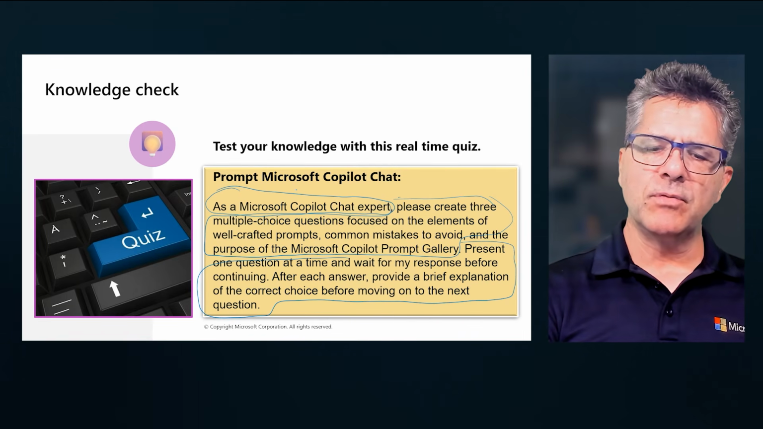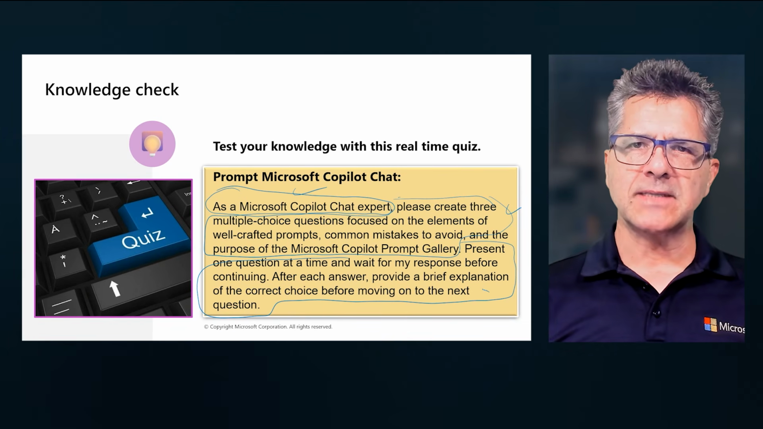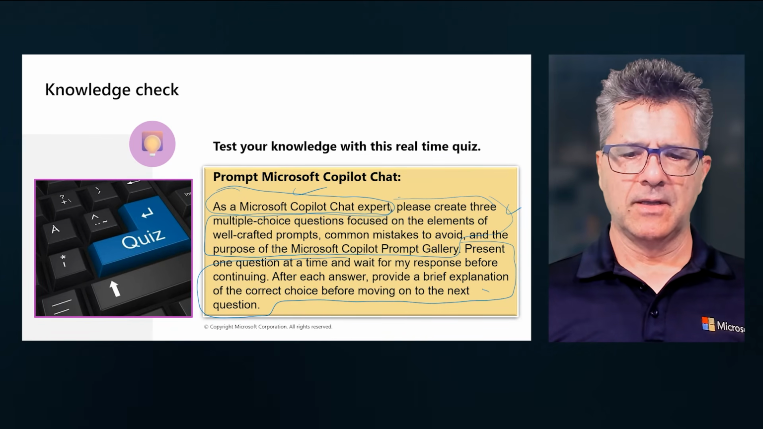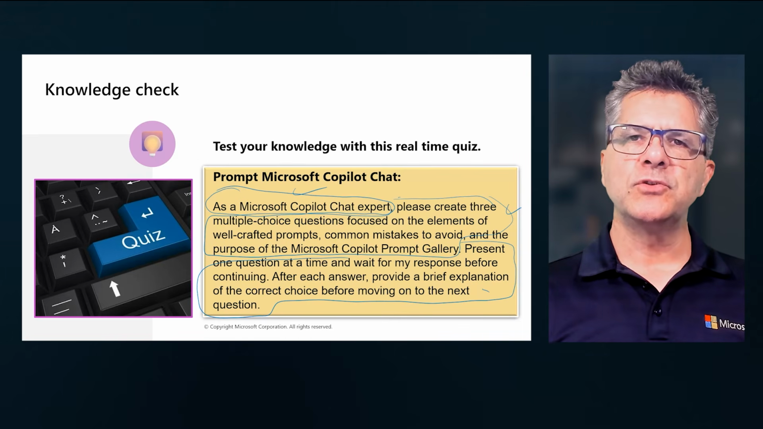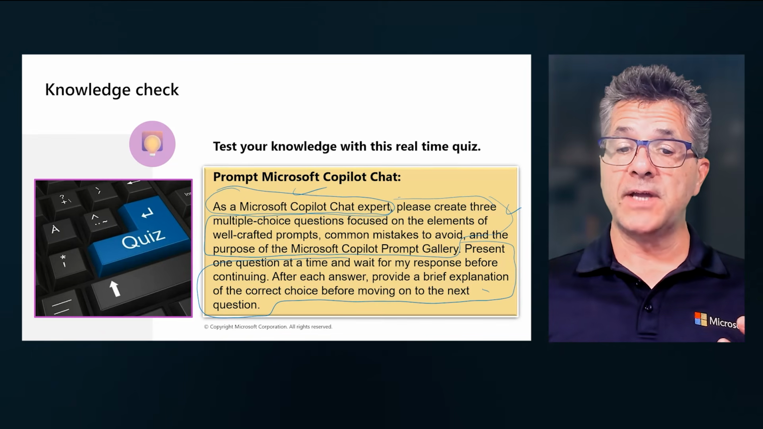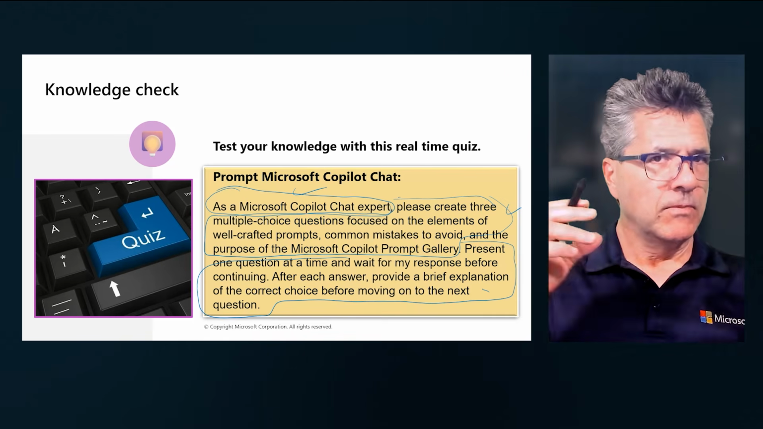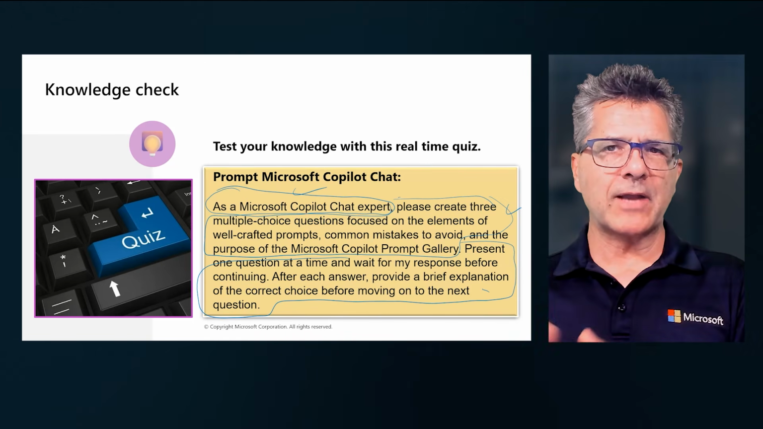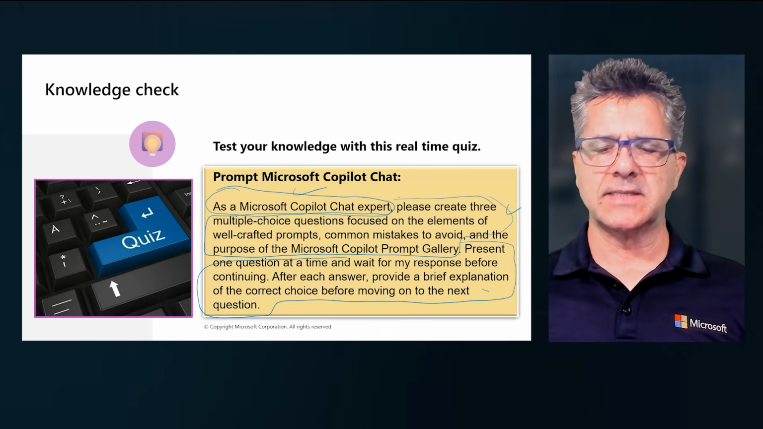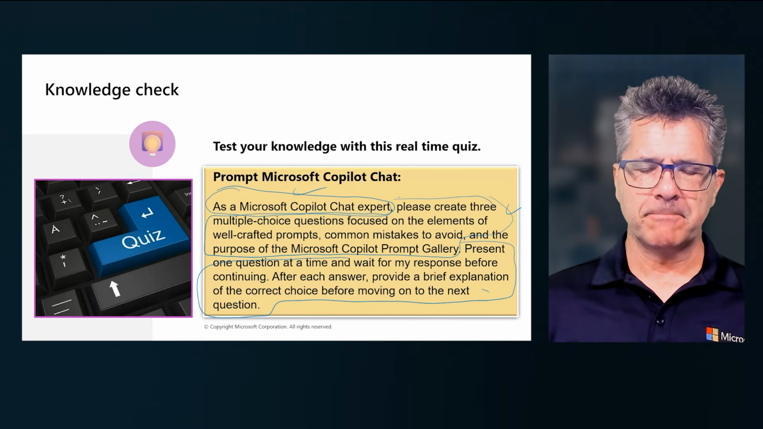Now notice that I have three sections in here. What section is missing is the source. The source, I could have said, I want you to do this only from learn.microsoft.com. I could have done that. As a Microsoft Copilot Chat expert, using only learn.microsoft.com, do X, Y, and Z. These are the areas that show great prompting technique.